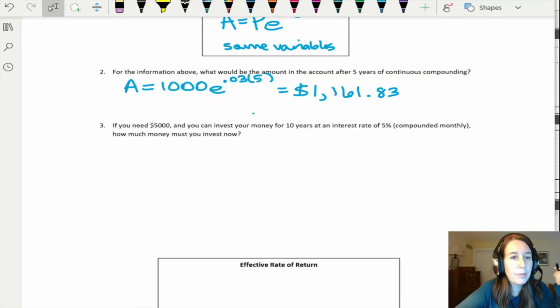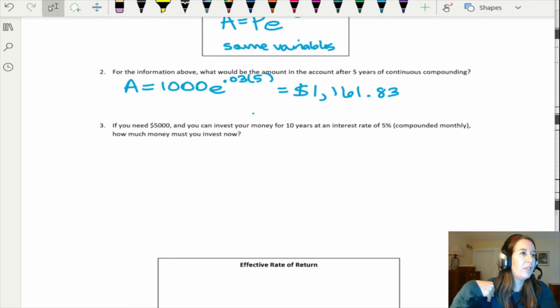So, for example, if you need $5,000 and you can invest your money for 10 years at an interest rate of 5% compounded monthly, how much money should you invest now? This is a very simple example, but if you are planning for the future, say you need a down payment on a car or a house and you're going to buy that in a couple years, then you can see, is that realistic? Can I save that much money now in order to have that amount after 5 years or after 10 years?